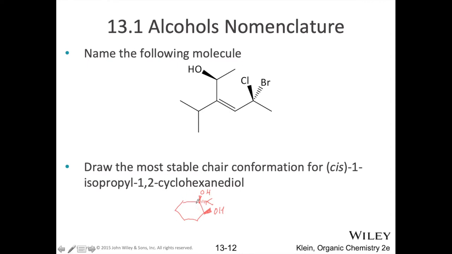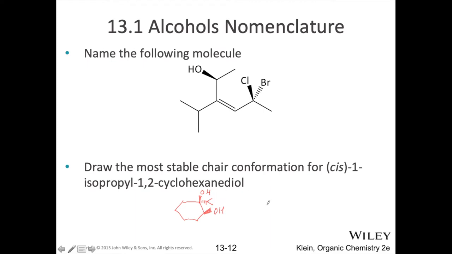So now if we are drawing this as a chair conformation, and we want to draw this as the most stable chair conformation, we want to try to avoid having the bulkier of these groups at an axial position where they might strain with 1,3-diaxial strain. So instead, we might want to try drawing this isopropyl group equatorially.